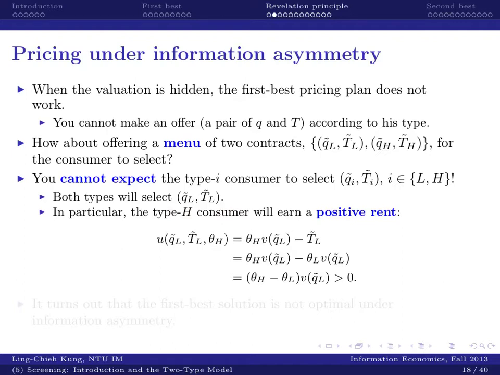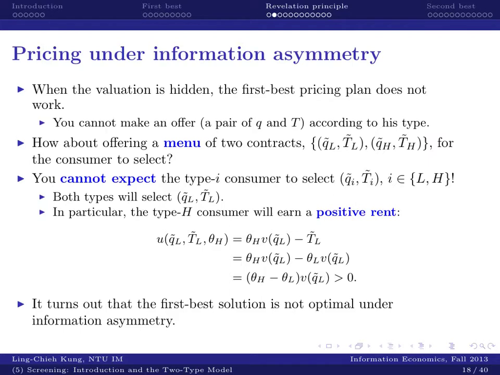Or we can say, if we offer the menu of first best contracts, then both of them will choose this one, and you are not able to use the one for the high type consumer to extract surplus.